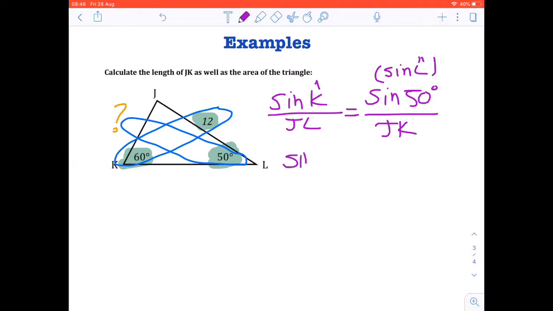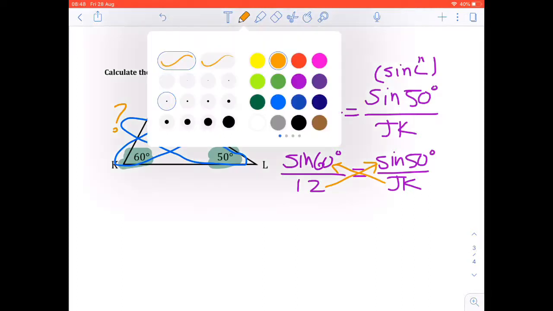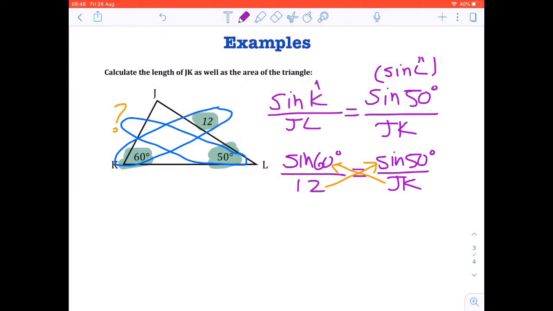So sine of 60 over JL, which is 12, equals sine of 50 over JK, which is what we don't know. So now we need to solve for JK. When you have these two fractions equaling, you can cross multiply. So JK times sine 60 and 12 times sine 50. So that's the next step.